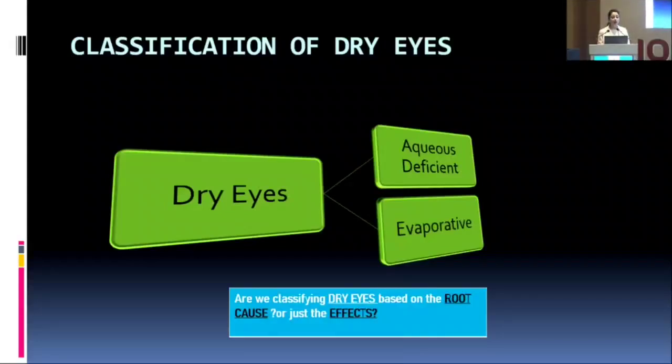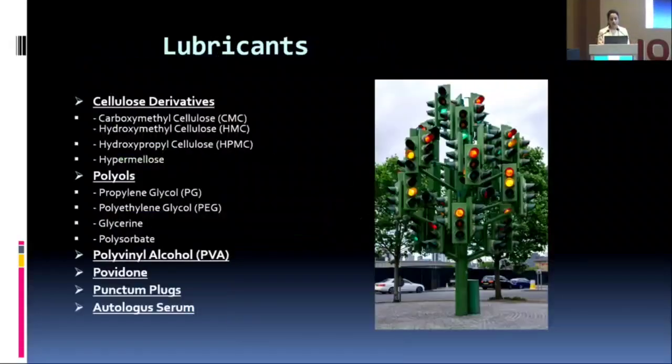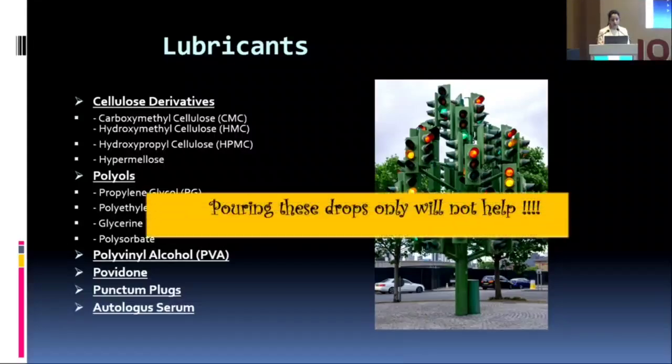So if we want to start our treatment based on whether it is an aqueous deficient or an evaporative dry eye, I think that's not really the sole purpose over here. We need to understand what led to the aqueous deficient, what led to the evaporative dry eye component. So I think writing lubricants nowadays is like standing on this signal. It's a jargon. You don't know what to prescribe when. So pouring these drops alone will not help.